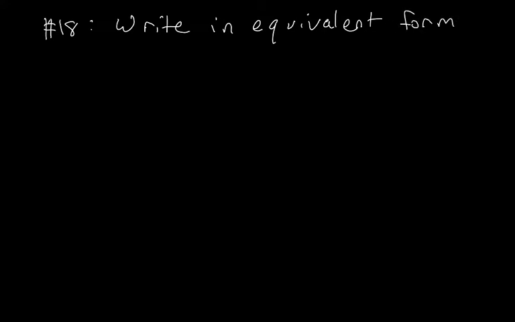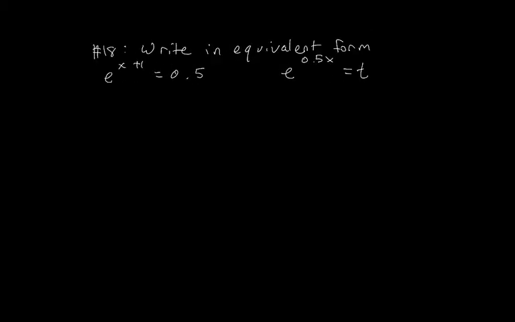So for number 18, we want to write in equivalent form. So we have 2 problems. We have e to the x plus 1 equals 0.5, and we also have e to the 0.5x equals some number t.